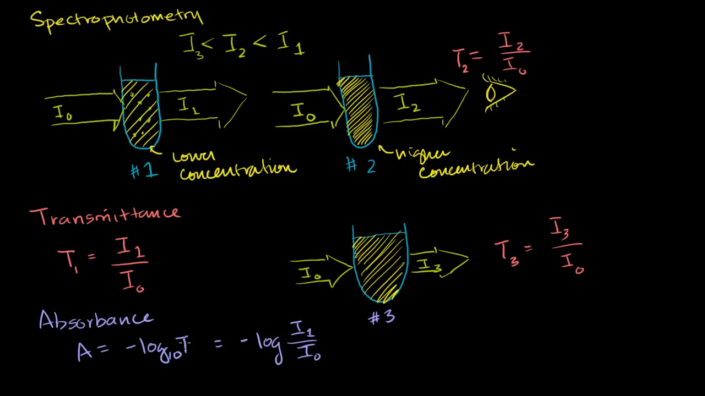So if transmittance is a large number, absorbance is a small number, which makes sense. If you're transmitting a lot of light, the absorbance number is going to be very small, which means you're not absorbing that much. If transmittance is a low number, that means you're absorbing a lot.